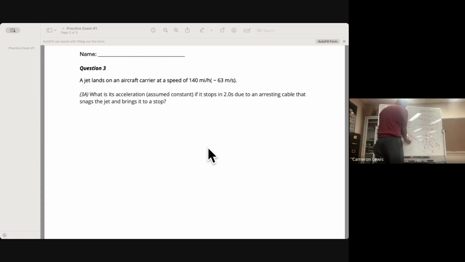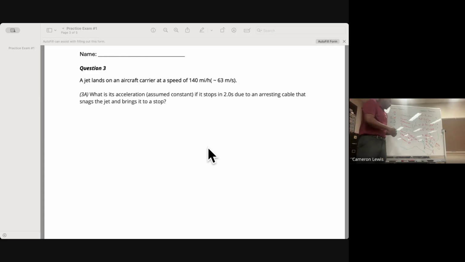Now, for this first question, what is our unknown? What are we trying to find? We're trying to find acceleration. So we know from it landing and slowing down that it's present. So we know acceleration is not going to be equal to zero. So it's going to be some type of number, right?